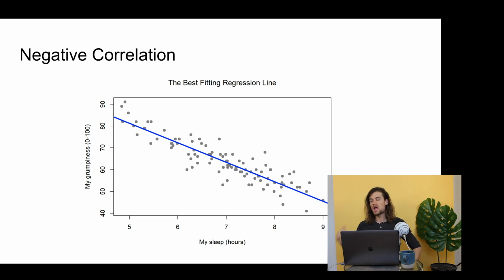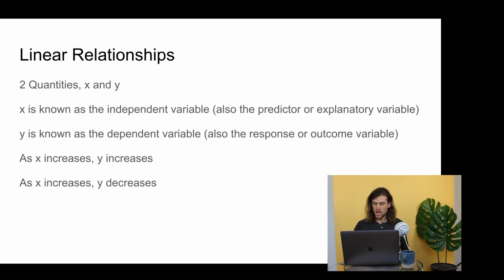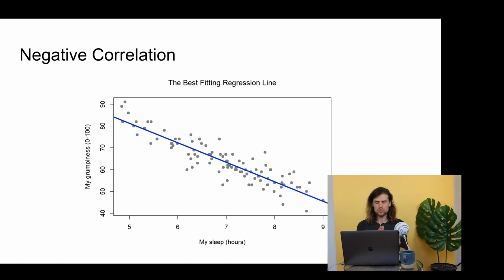The more sleep I get, the less grumpy I am, the happier I am, right? So more sleep, less grumpiness. There we go. That's a linear relationship between two quantities, right? Okay. So there we go. That is sort of what we're looking at now.